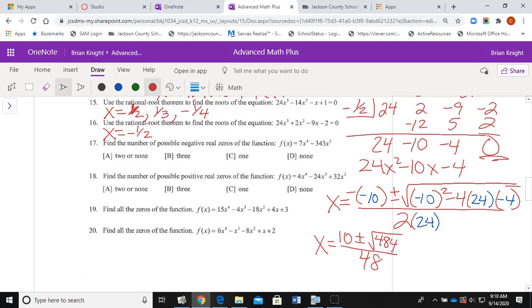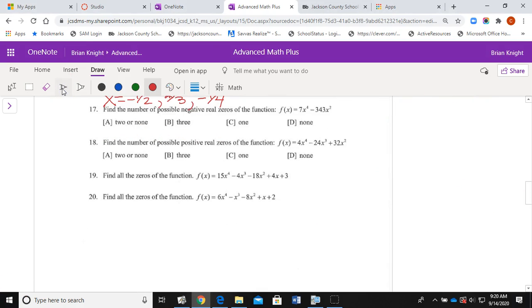What is the square root of 484? 22? So we get 10 plus or minus 22 all over 48. So 10 plus 22 is 32 over 48. What is 32 over 48 reduced to? 2 over 3. And 10 minus 22 would be negative 12. And negative 12 over 48 is negative 1/4.